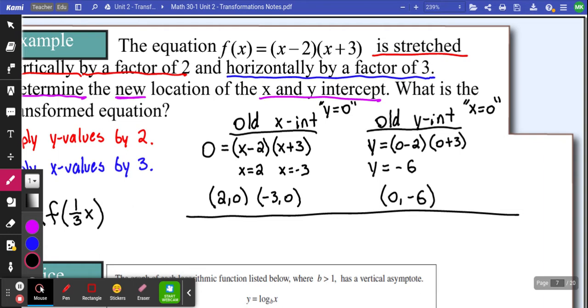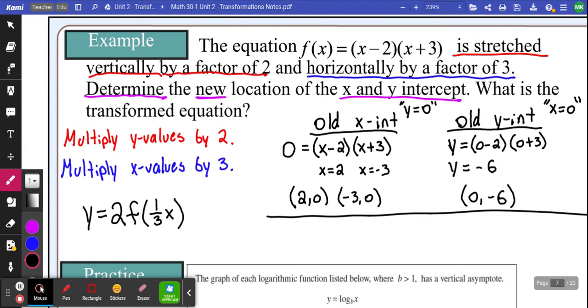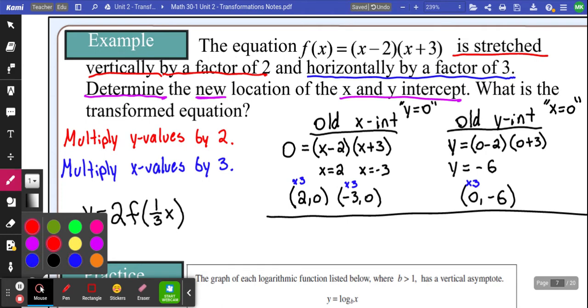We're trying to determine the new ones. To determine the new ones, you multiply the y values by 2, multiply the x values by 3. And that'll give you your new x and y intercepts. Technically, for those x-intercepts, multiplying the y values isn't going to do anything, right? Because the y is 0. But I am just going to show that I did multiply all my x values by 3. Everything did get stretched. And then I'm going to multiply all my y values by 2, even though it doesn't actually make a difference on some of them. I just want to show that I am doing that stretch both ways.